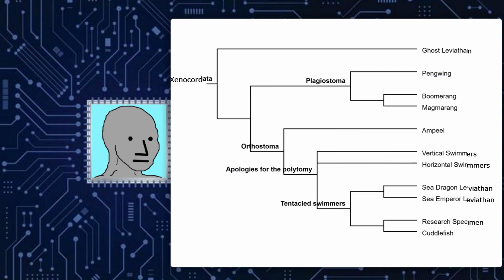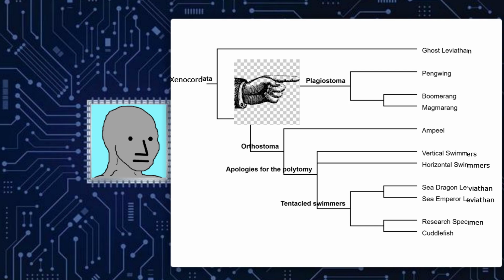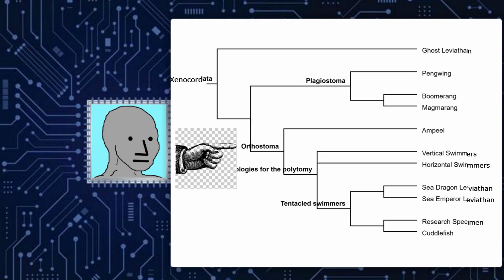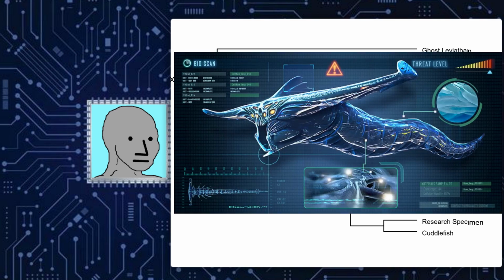Moving on, we've got the first major split in xenochordata, that between the plagiostoma, which have a mouth that opens sideways, and the orthostoma, which have a mouth that opens up and down, probably deriving of those lip flap things that their ghost leviathan looking common ancestor had.